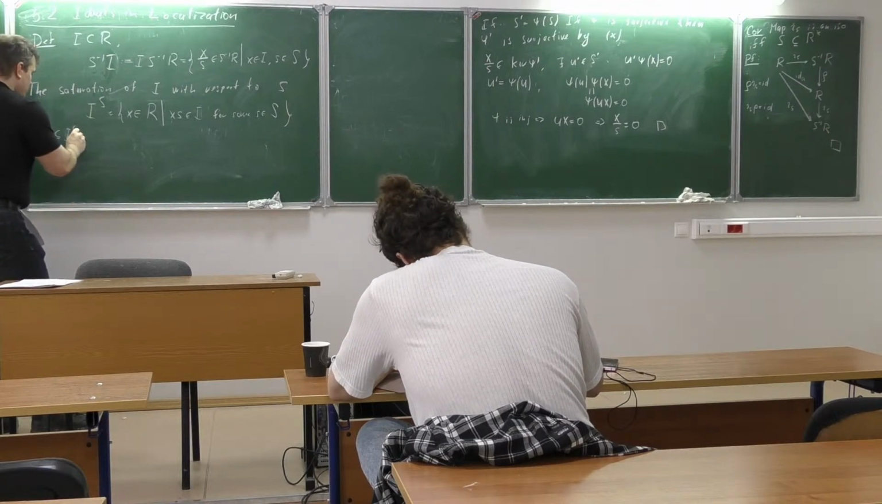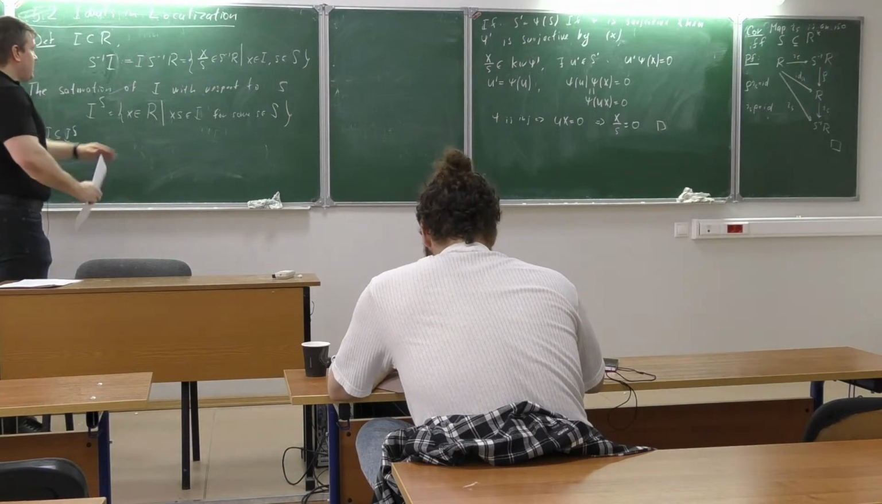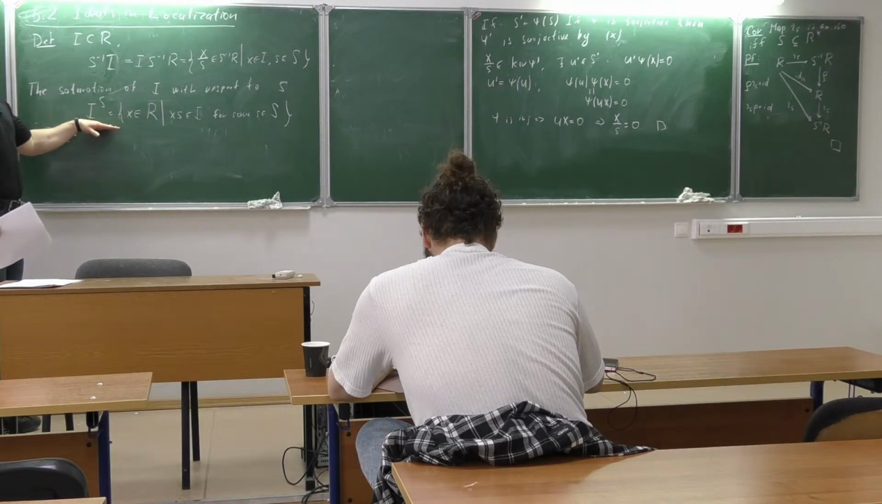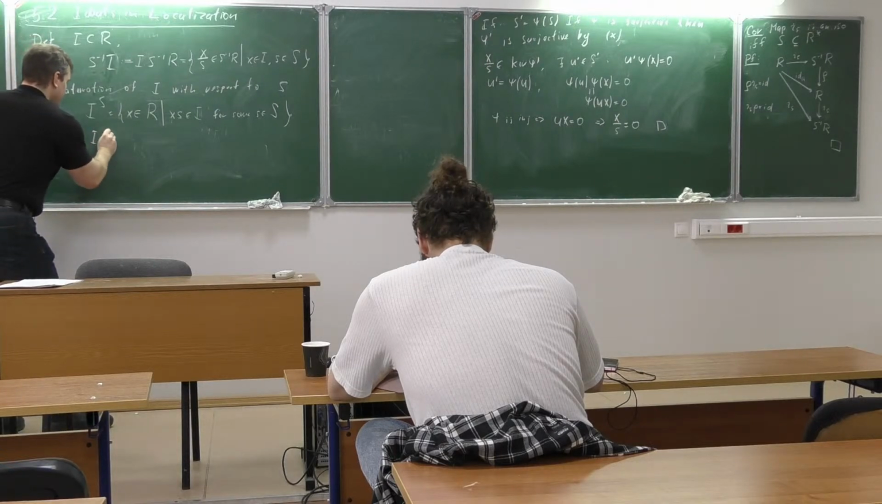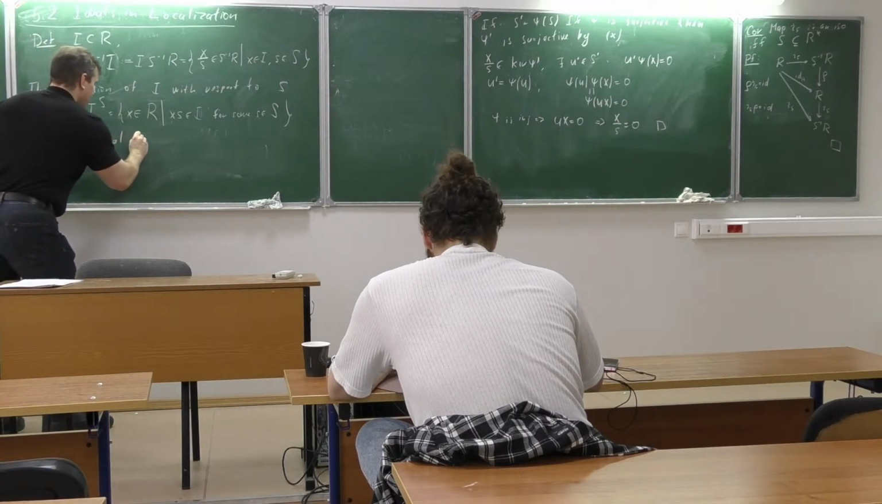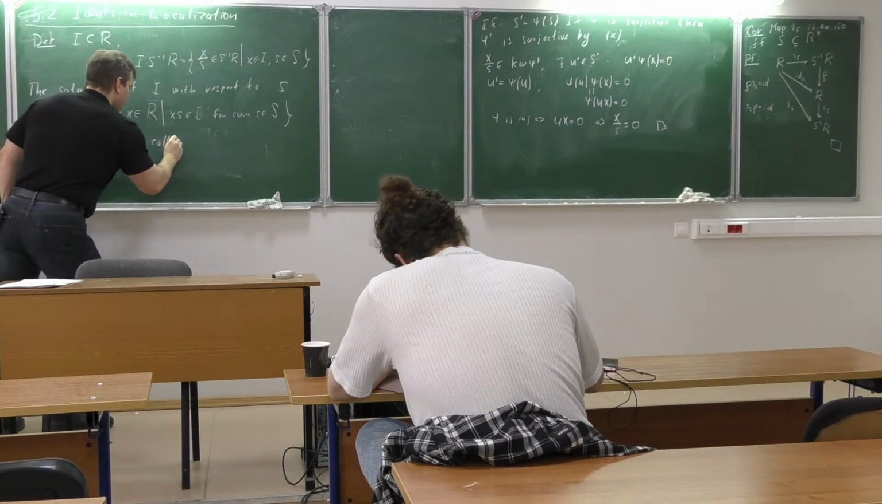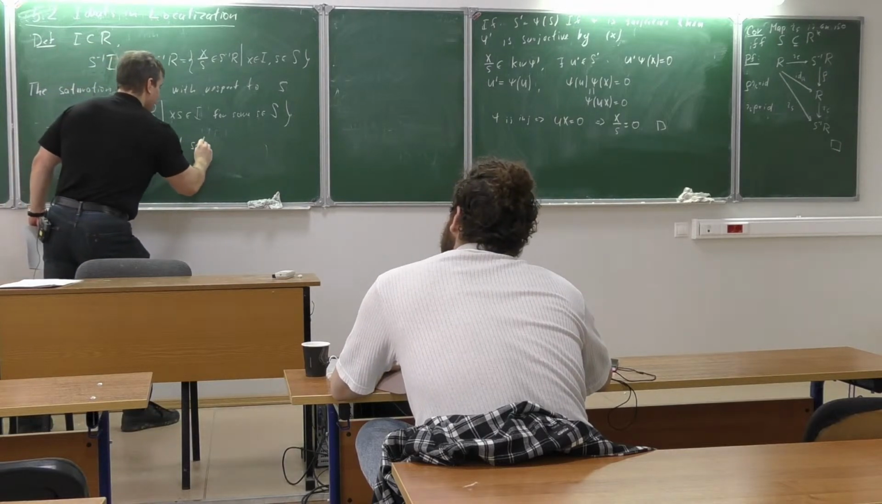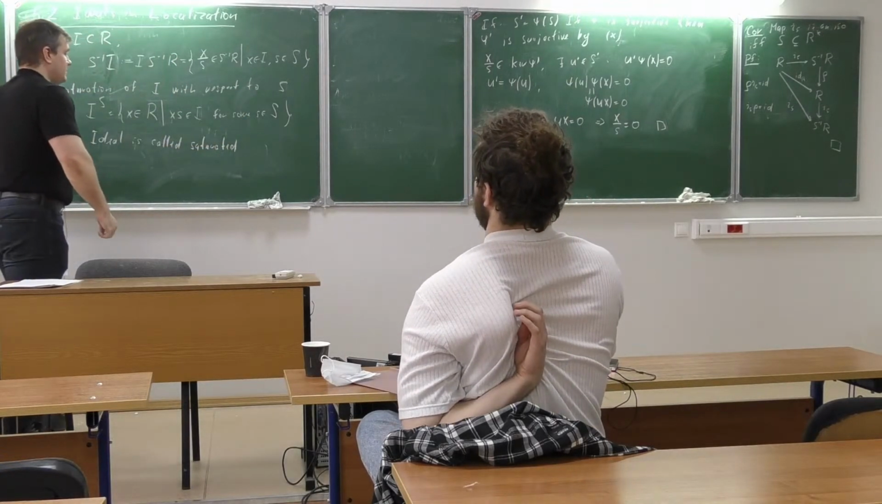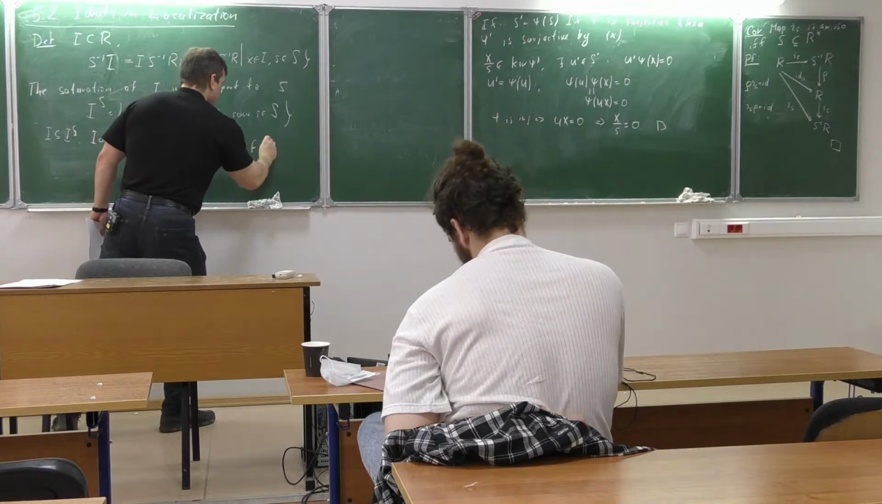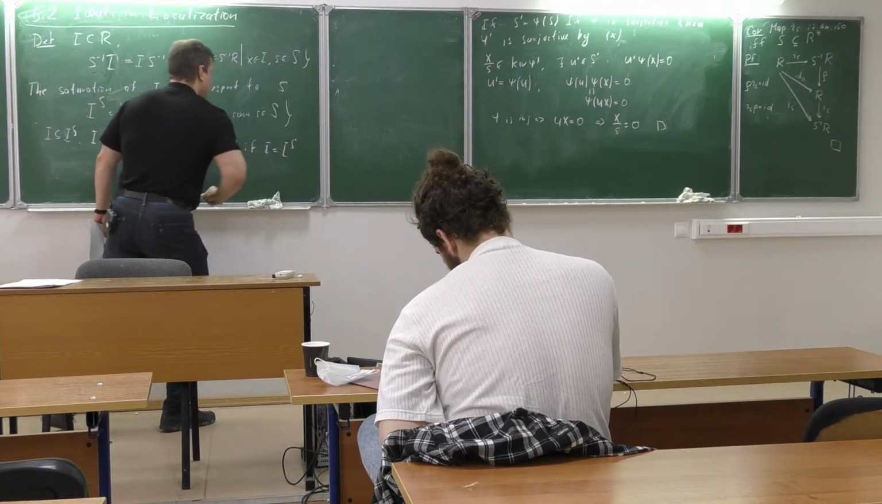And it's also easy to see that actually this thing is an ideal. So the saturation of some ideal is an ideal that contains the given ideal, and an ideal is called saturated, of course with respect to some multiplicative set S, if the ideal is equal to its saturation.